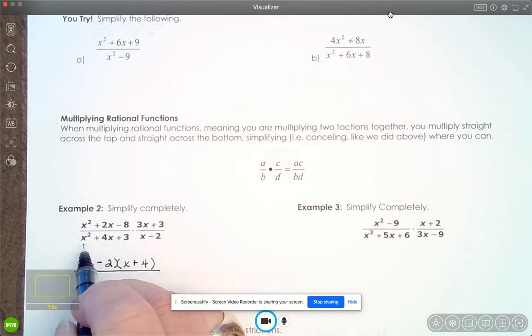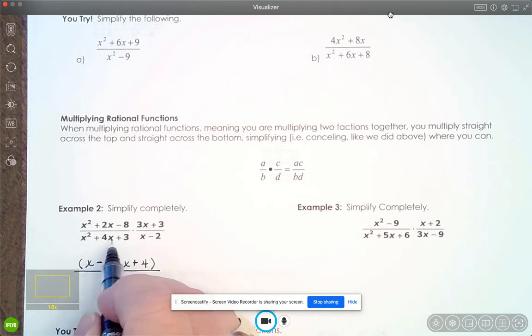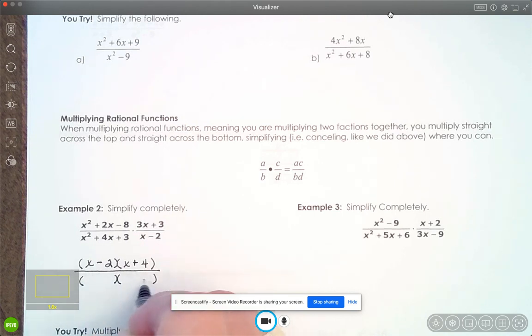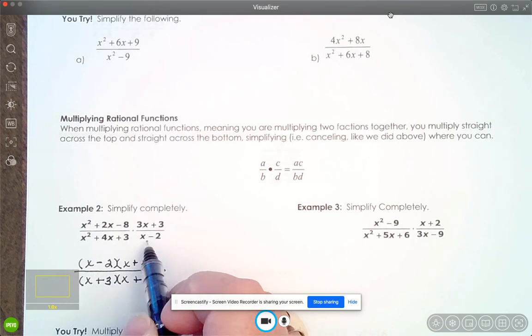In the denominator, I have an x squared plus 4x plus 3. Factors of 3 that are going to add and get me 4. 3 and 1. This tells me the signs are going to be the same. They're both positive. I'm multiplying this by 3x plus 3 over x minus 2.